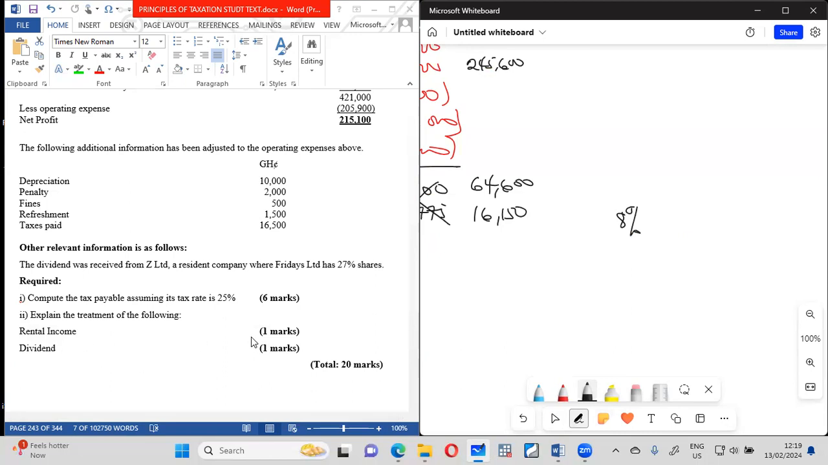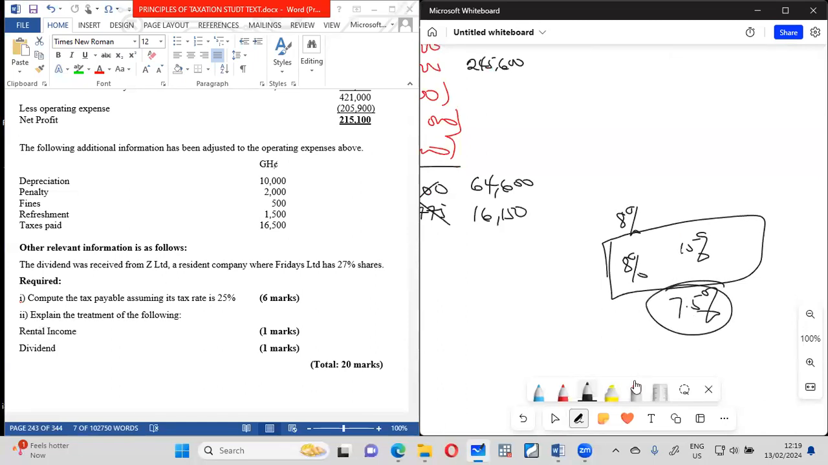The rental income is taxed at a withholding tax. If it is commercial, it is 8%. Resident will be taxed at 8%. But if what the person is doing is a service that he does, then he will be using a rate of 7.5% as a service. That's all. All right, so that is that.